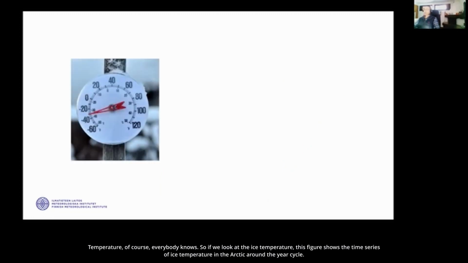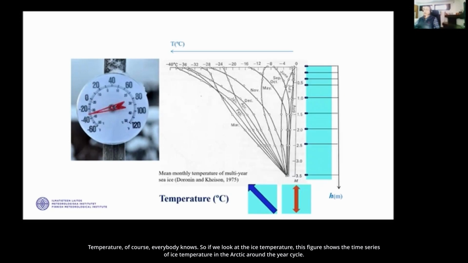Ice thermodynamics. Okay, so what do you think is the quantity to describe that? Temperature, of course, everybody knows. So if we look at the ice temperature, this figure shows the time series of ice temperature in the Arctic around a year cycle.